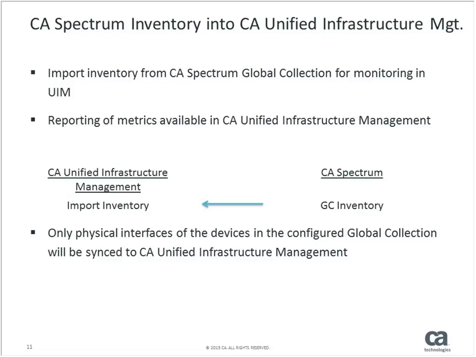The first and foremost use case that you see here is the ability to have a subset of inventory from Spectrum sent over to UIM through a global collection. So we create a common global collection the way we did it with the eHealth and Spectrum integration. We create a global collection, put in a bunch of devices in there. UIM picks up those devices and then creates performance profiles on those devices. So essentially what we did with the eHealth and Spectrum integration, we're trying to replicate that with UIM as well.